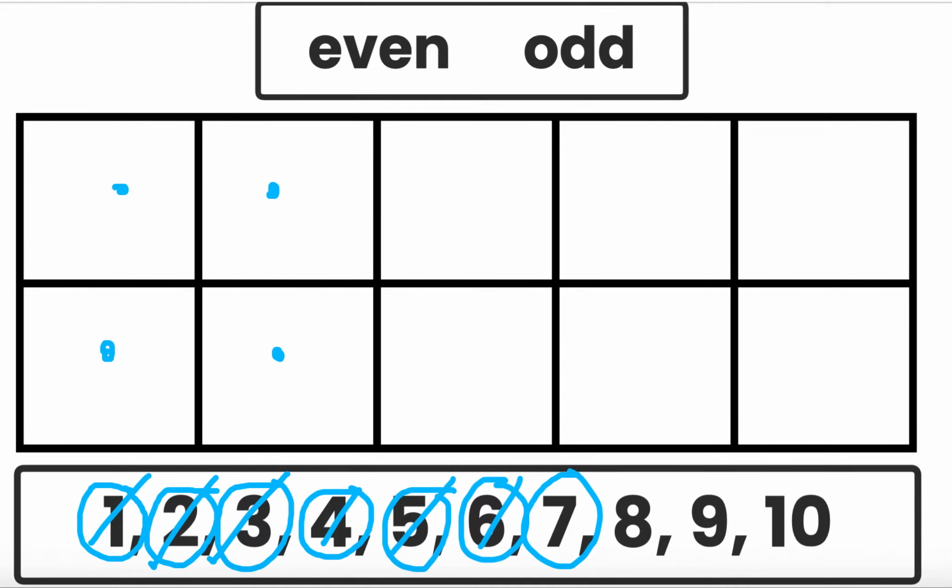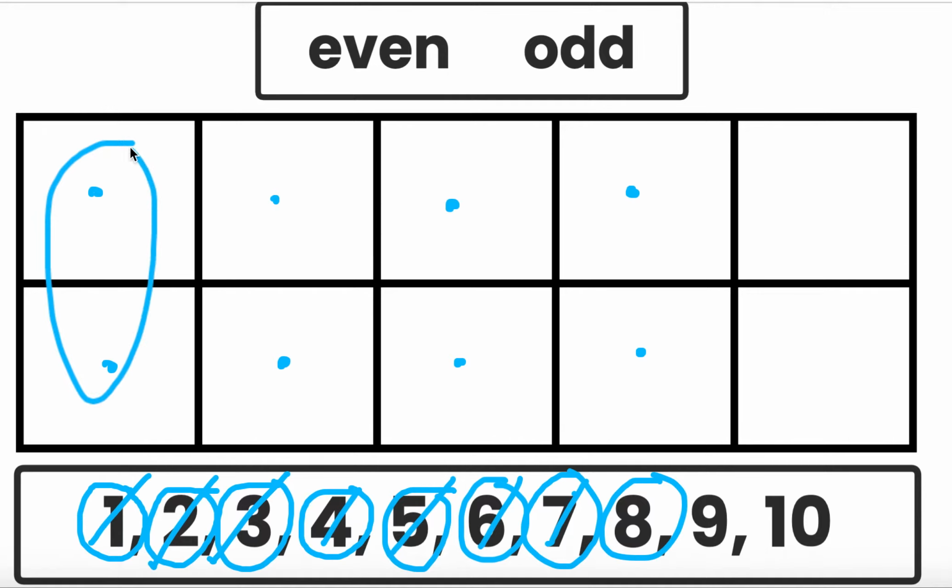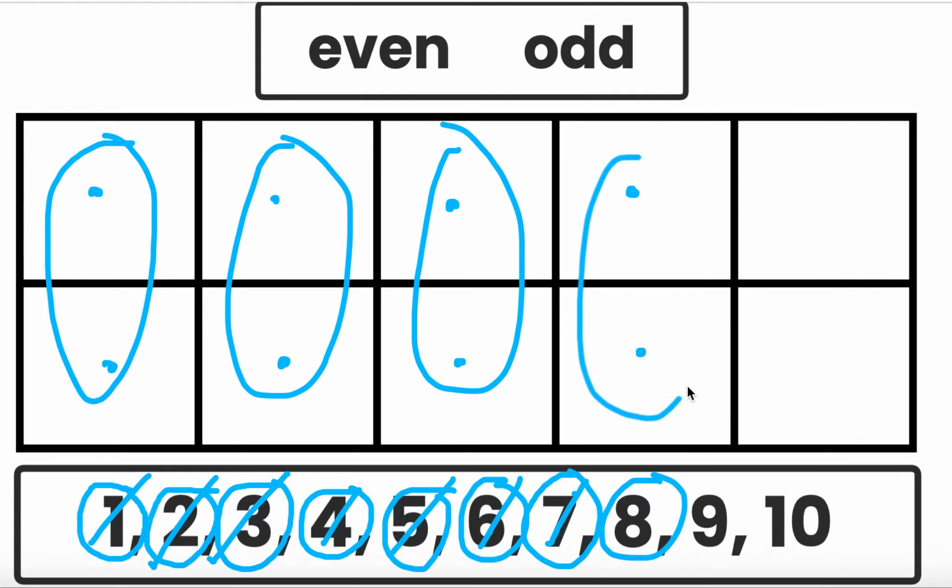Let's do number 8 next. Here's the number 8. 1, 2, 3, 4, 5, 6, 7, 8. Let's see if it's even or odd. Let's start circling our groups to figure out if it's even or odd. And it's even Stevens. We are good to go. We can divide them up into equal groups. So the number 8 is even.